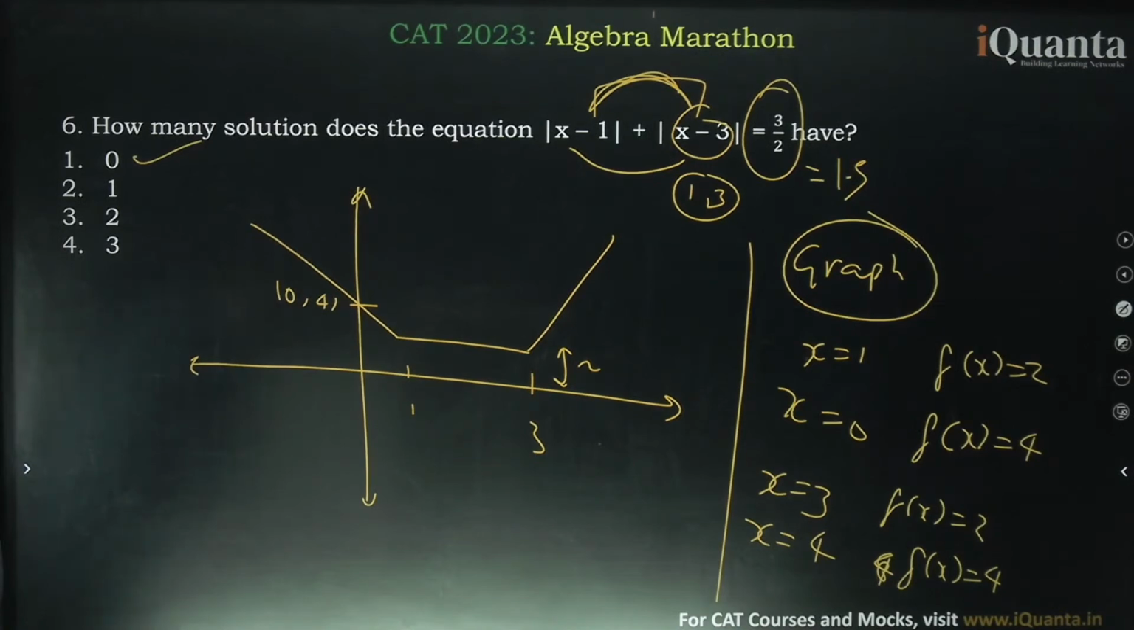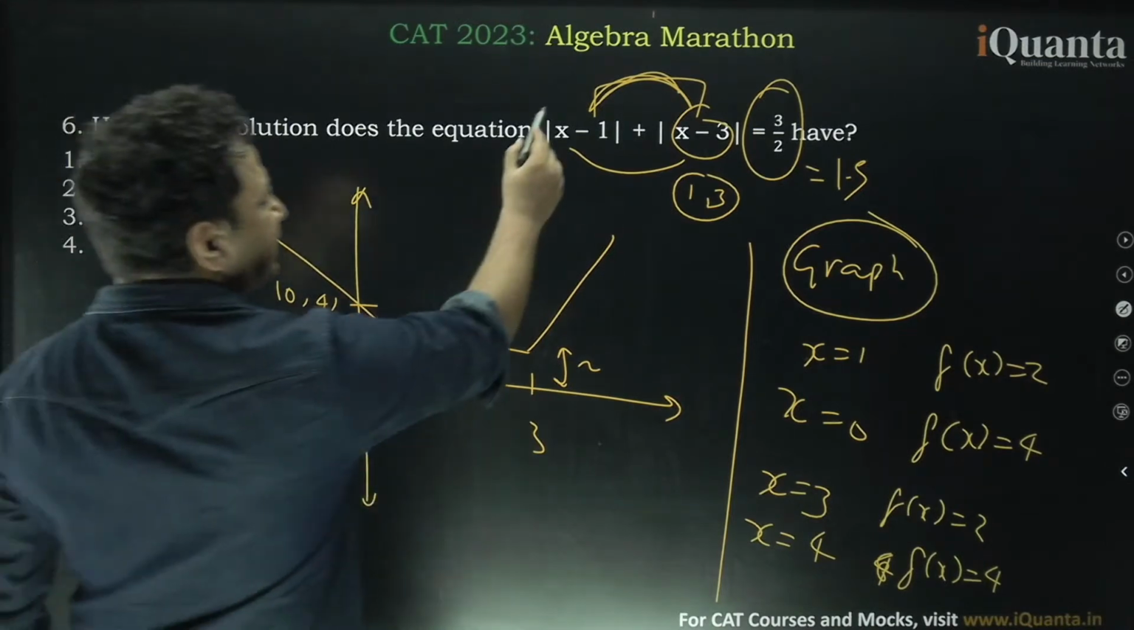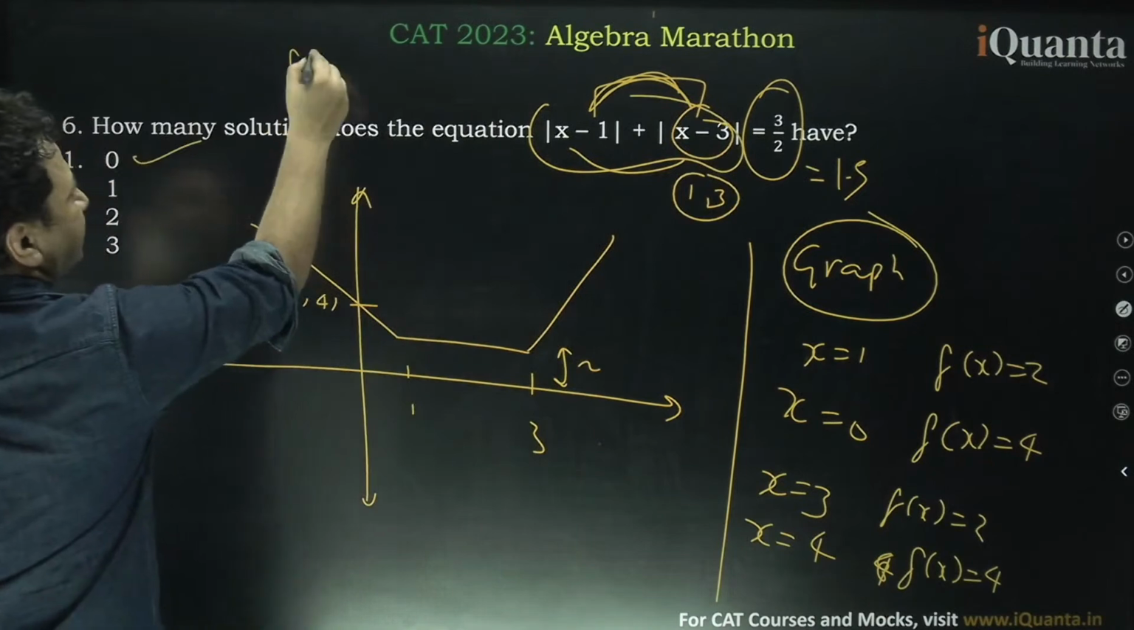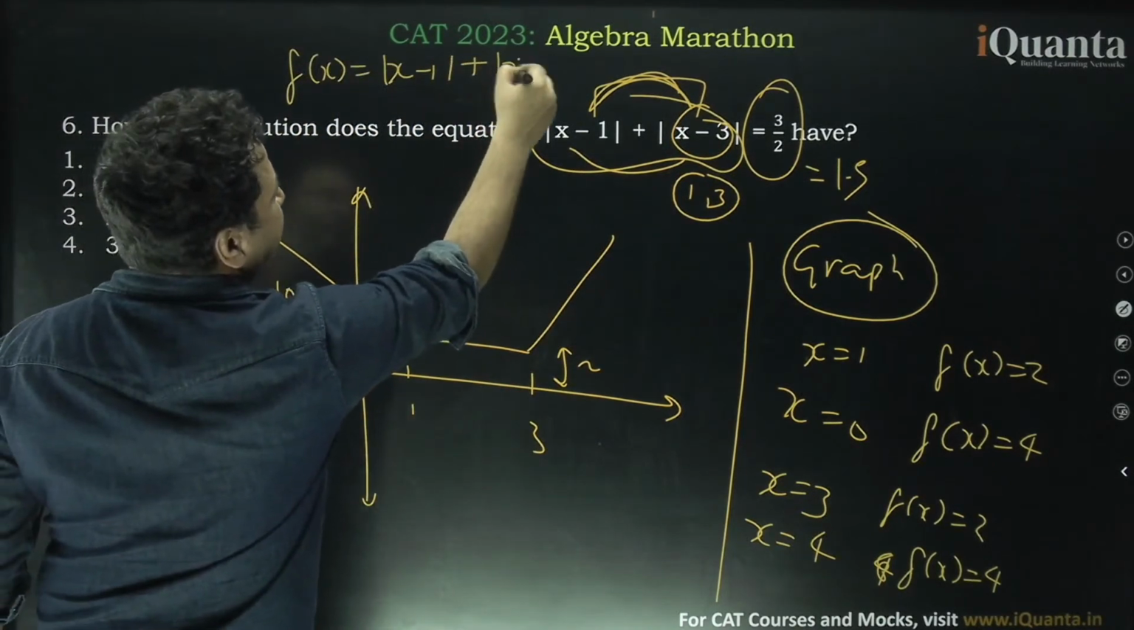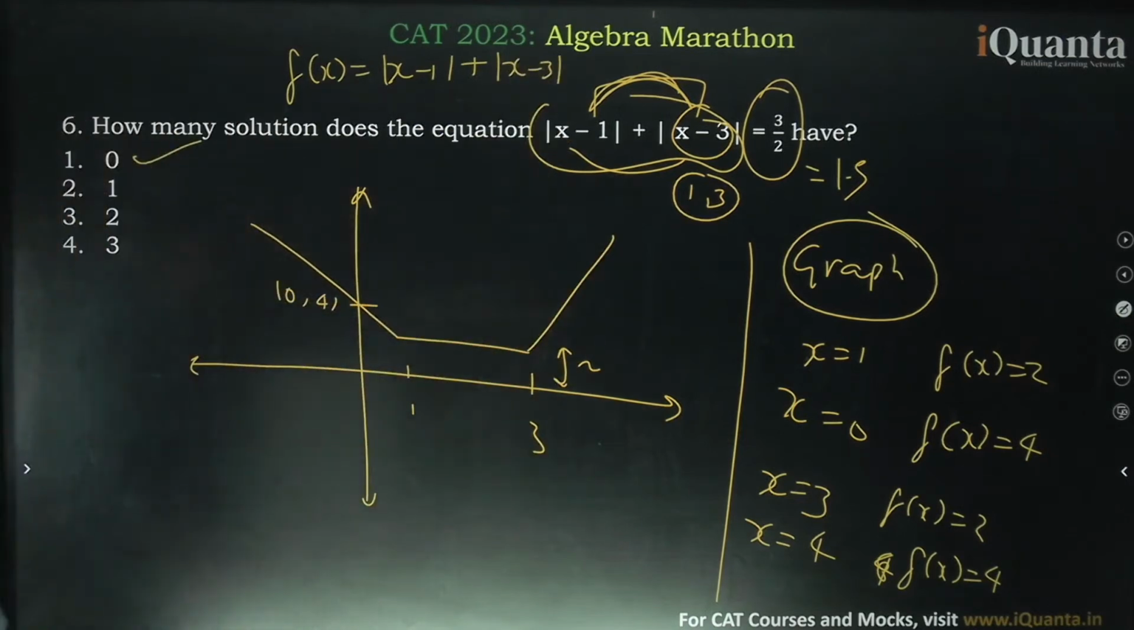Now, is it clear to all of you? Tell me in the comments. Be quick. Clear? Teja, it's doable, no problem. Clear to all of you? Divyansh, this is f(x). I just took this as f(x). f(x) equal to mod of x minus 1. Just to draw a graph, I took this as f(x). Okay? Clear?